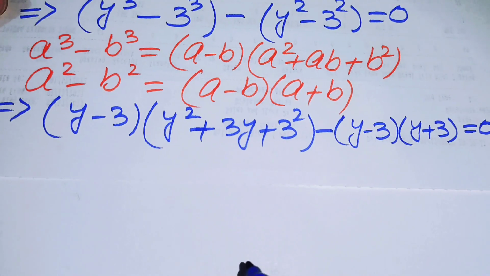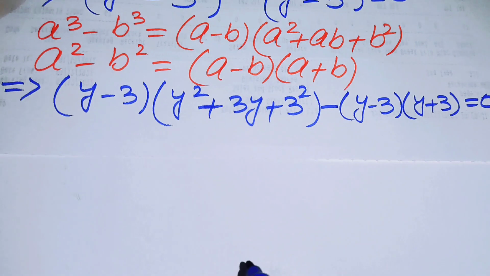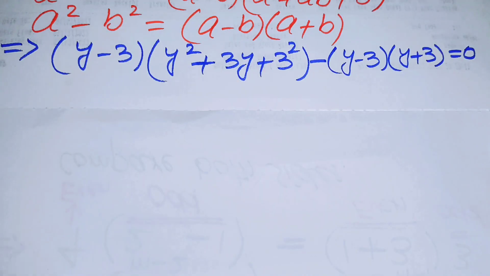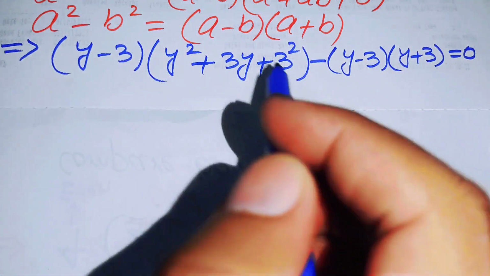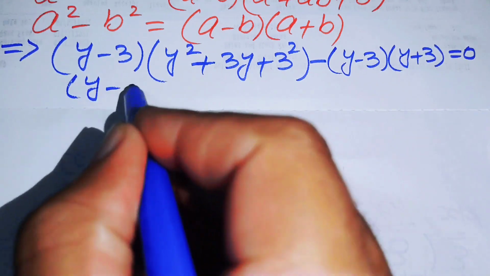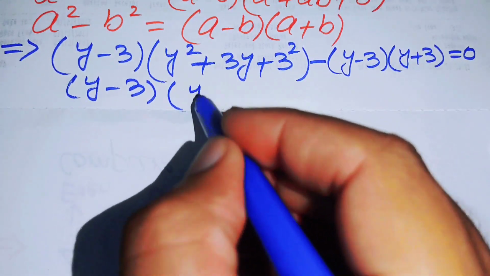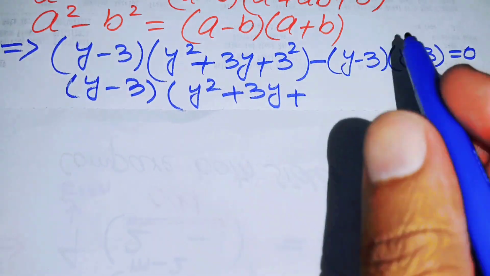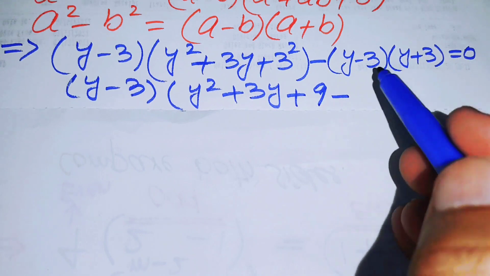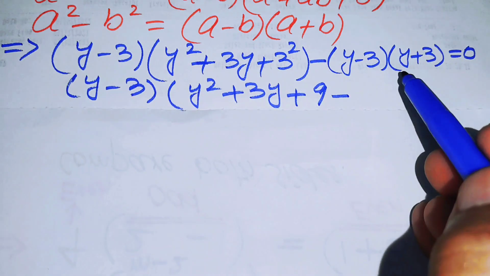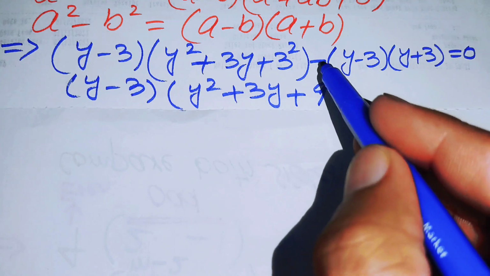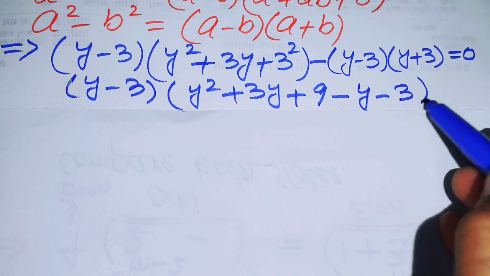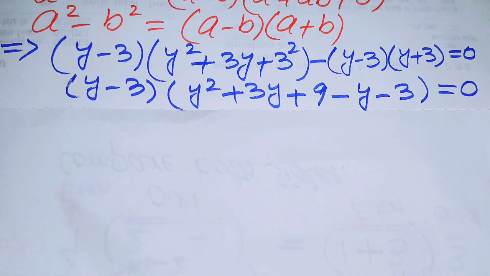So now you can focus on these both terms, and you see that we have y - 3 as the common term. So we take common y - 3 on both of the terms, and you will get here (y - 3) times (y² + 3y + 3²), and 3² is equal to 9, minus, here we take common y - 3, and here you get y + 3. So we multiply this minus sign on both of the factors, and you get minus (y - 3), and this whole is equal to 0.